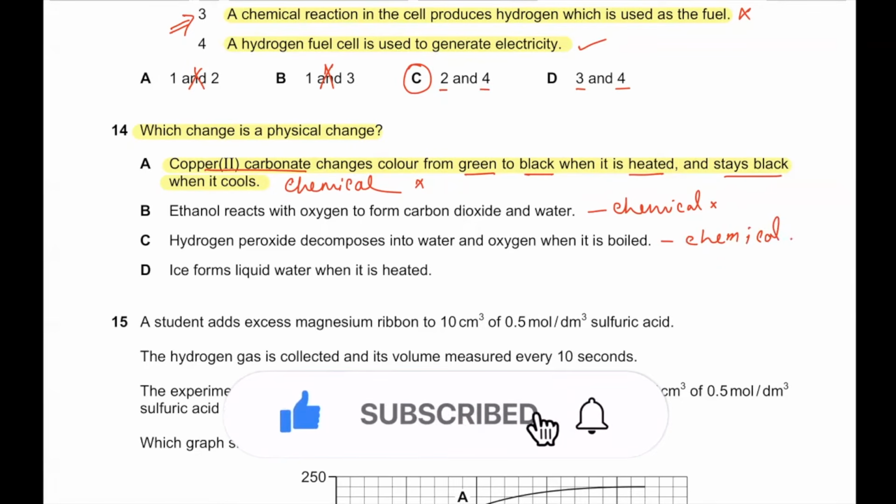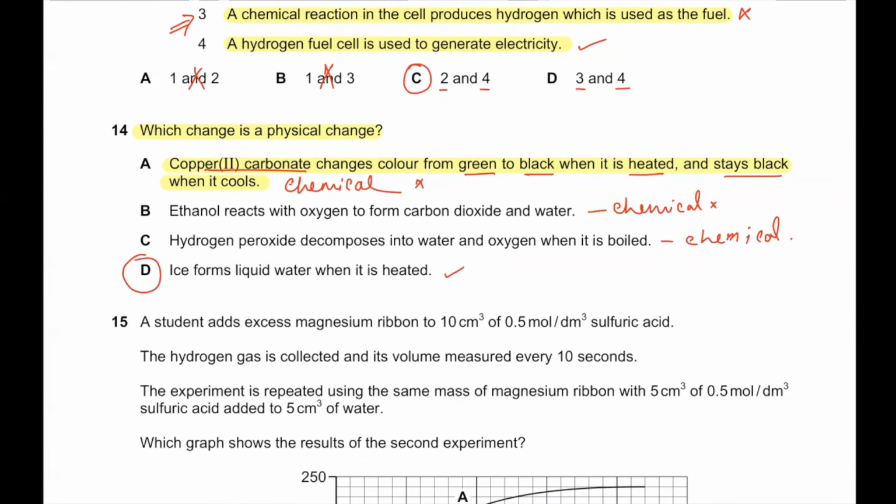And ice forms liquid water when it is heated. Definitely, this is a physical change. We can again freeze the water. We can take the heat energy away from the water and it will solidify into ice.